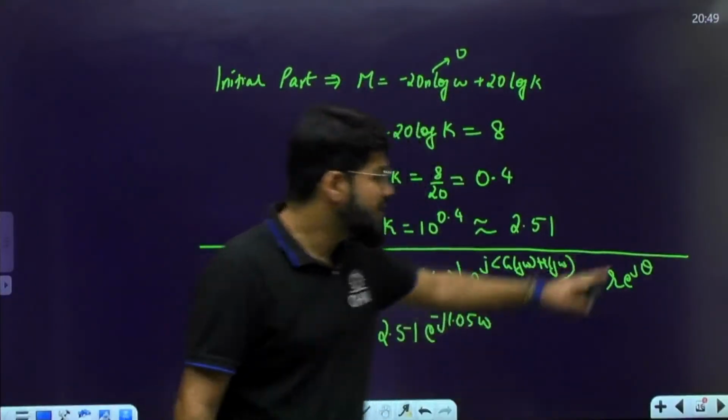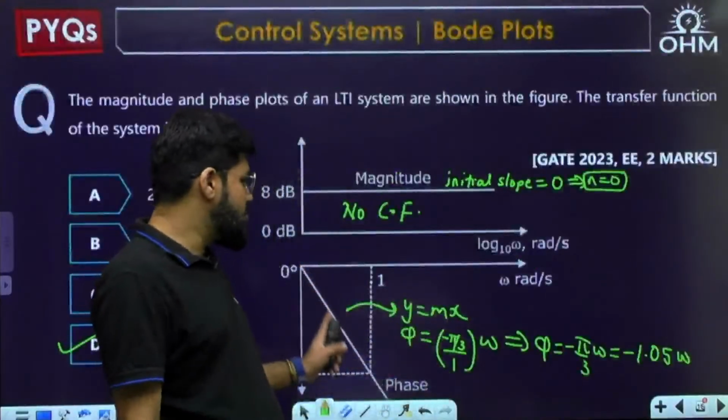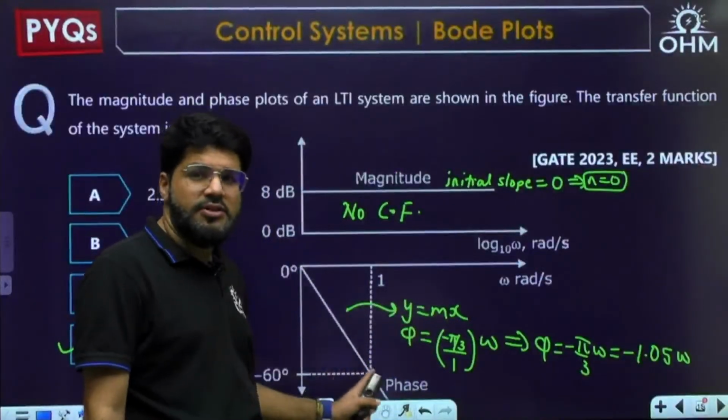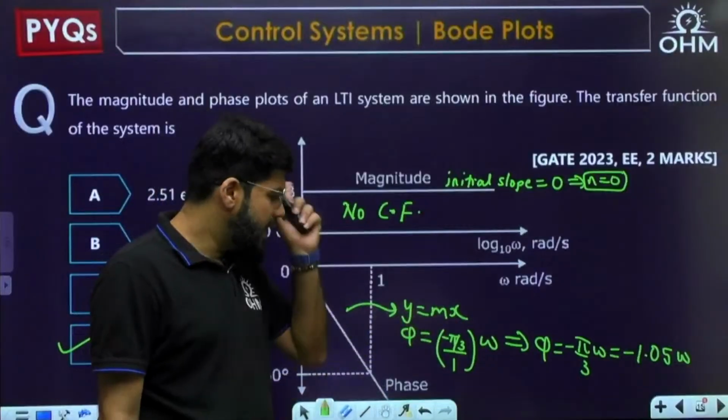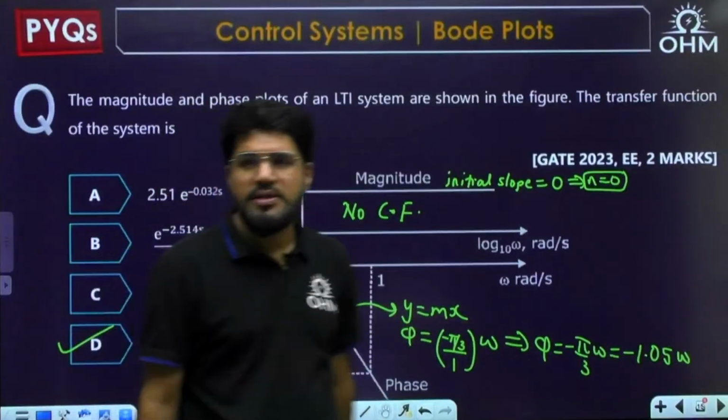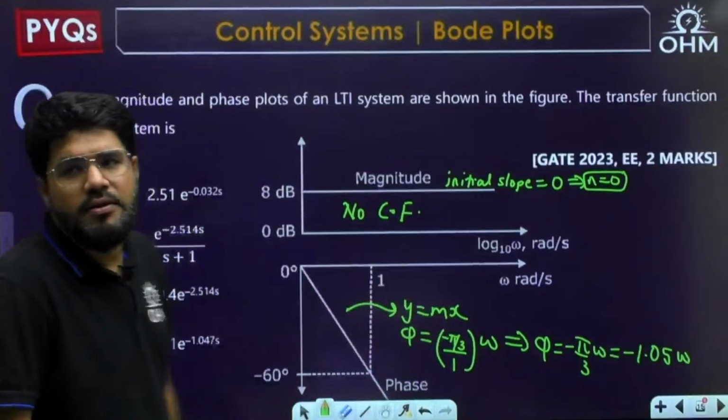And how much is that theta? I have explained it with the help of the equation of a line, because the phase is a straight line, so it is simple to find the equation, y equal to mx. Got this? Okay.